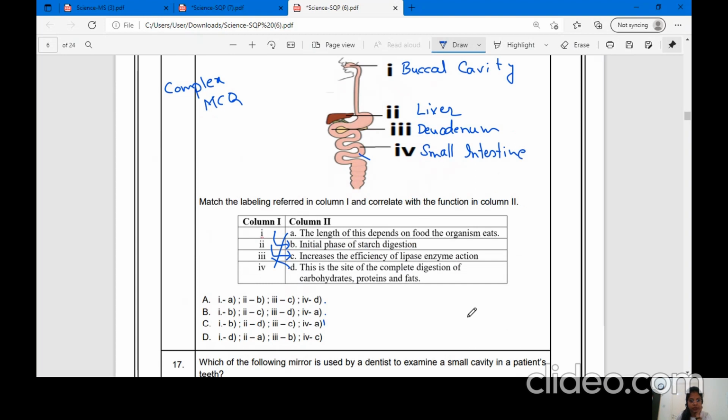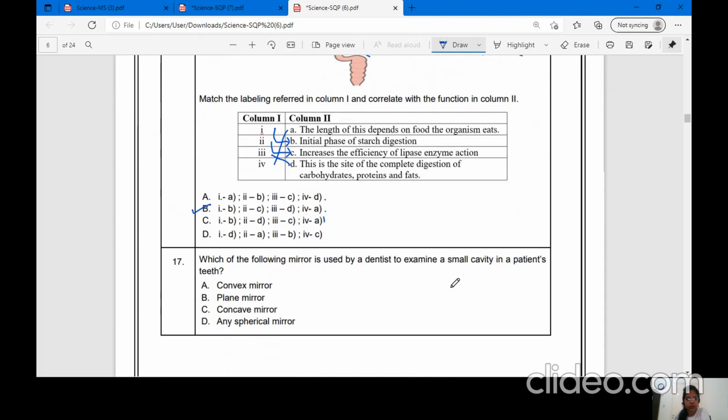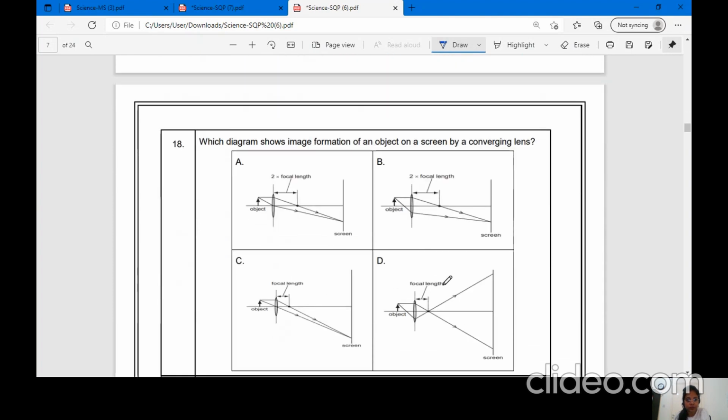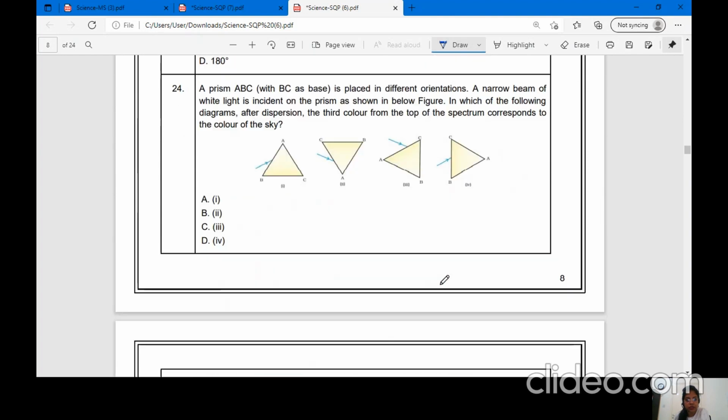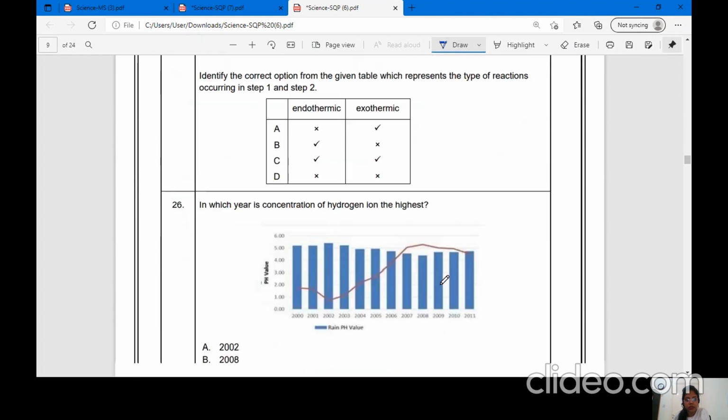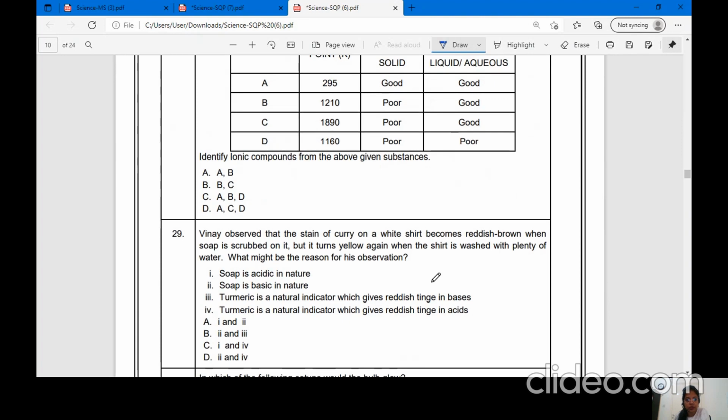So now let us see which one is correct. First A, no. First B, correct. Second C, third D and fourth A. Yes, B option. Option B is correct. Okay. Now let us go below. Where is biology questions? Okay, down, scrolling down.